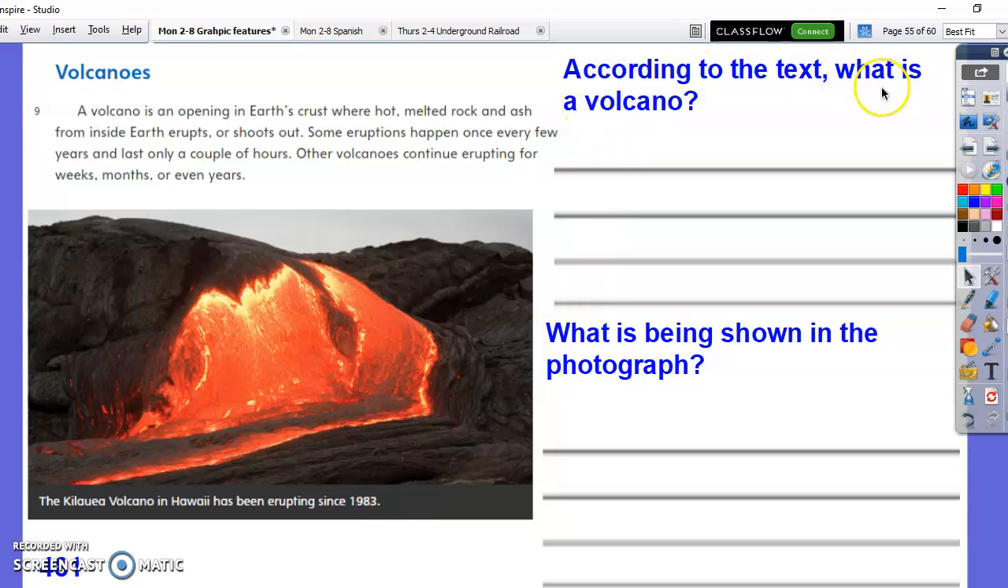According to the text, what is a volcano? And what is being shown in the photograph? Remember that the captions explain what's happening or what's being shown in the photographs.